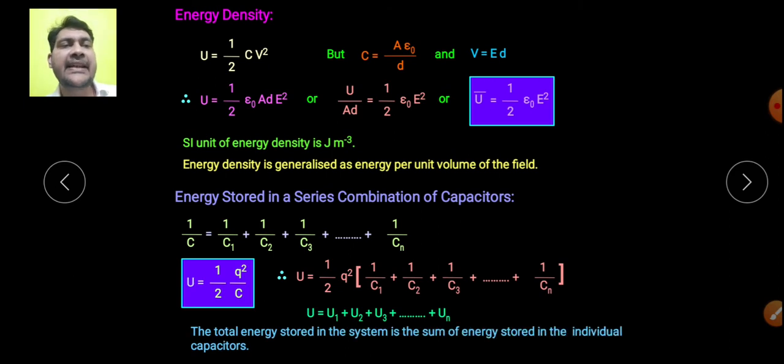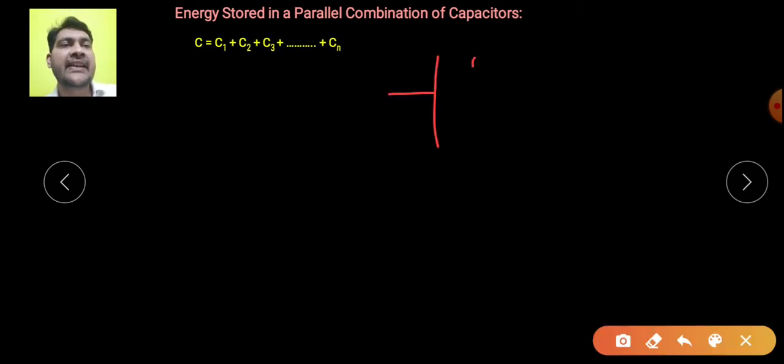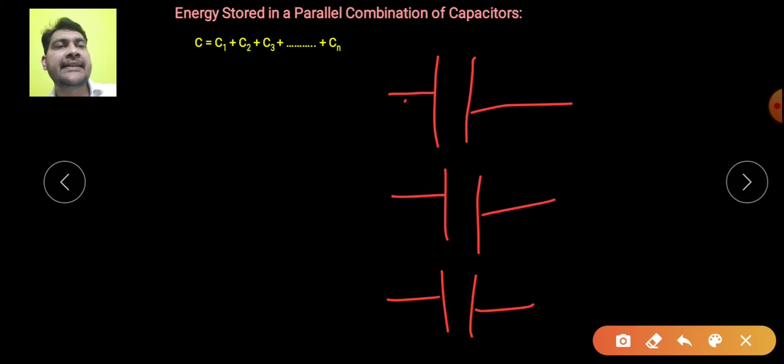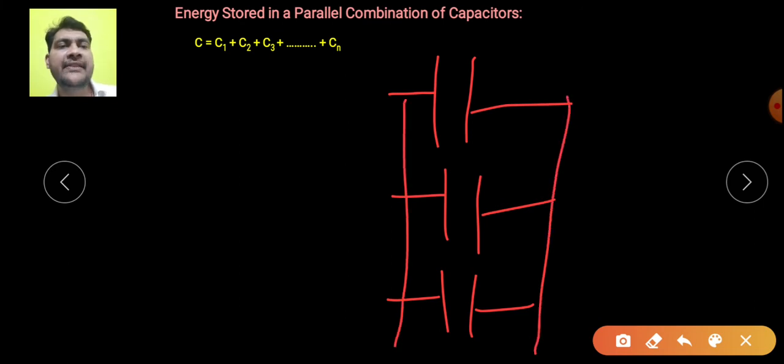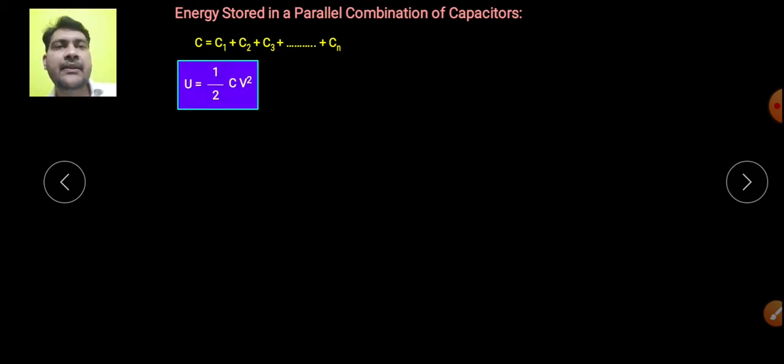So now let us see what happens in case of parallel combination of capacitors. Suppose we have n capacitors connected in parallel in this way, connected with a battery of potential difference V. We know that in case of parallel grouping, the effective capacitance is C is equal to C1 plus C2 plus C3 plus C4 and so on up to Cn. And the total energy stored on the combination will be given as half CV square.